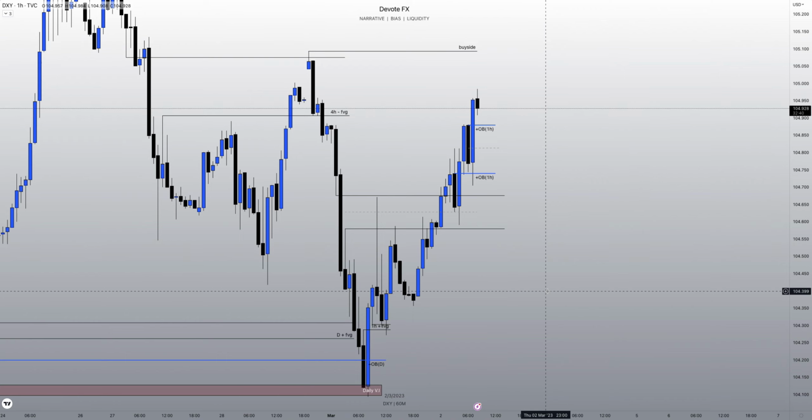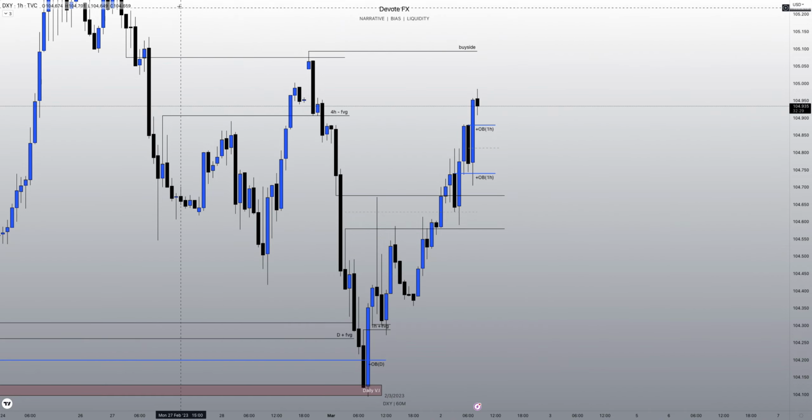Today we'll be going over refinement of high time frame points of interest. Today we'll be looking at dollar. Now here we have the daily chart.